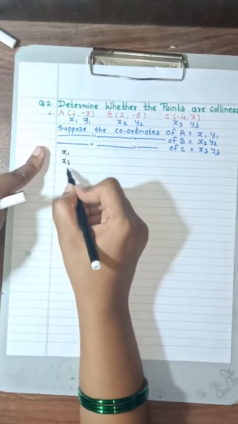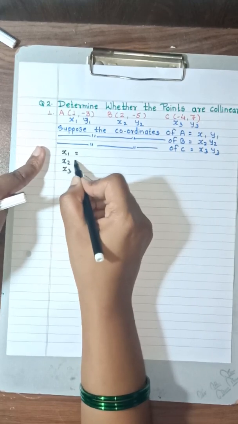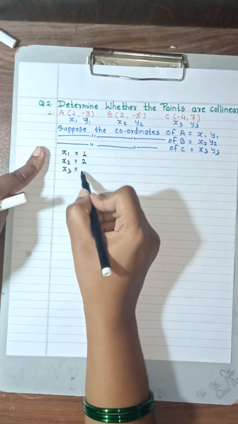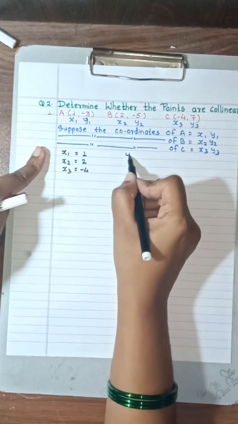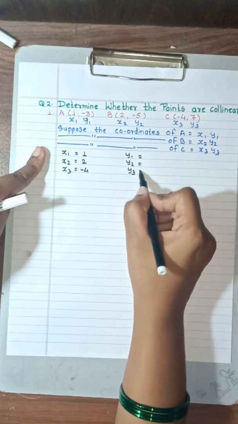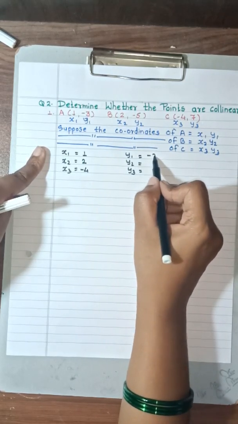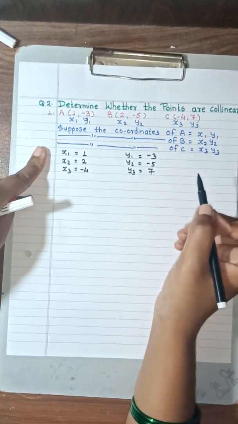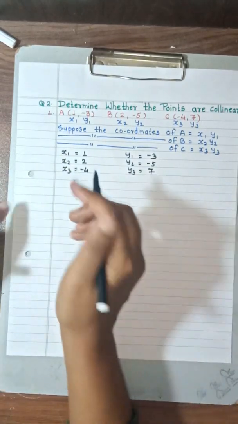Okay, now here we'll write down the values of x1, x2, x3. So what is x1? That is 1, x2 is 2 and x3 is minus 4. So here y1, y2 and y3. So the value of y1 is minus 3, y2 is minus 5 and y3 is 7. Okay, now first of all we'll find out distance AB.